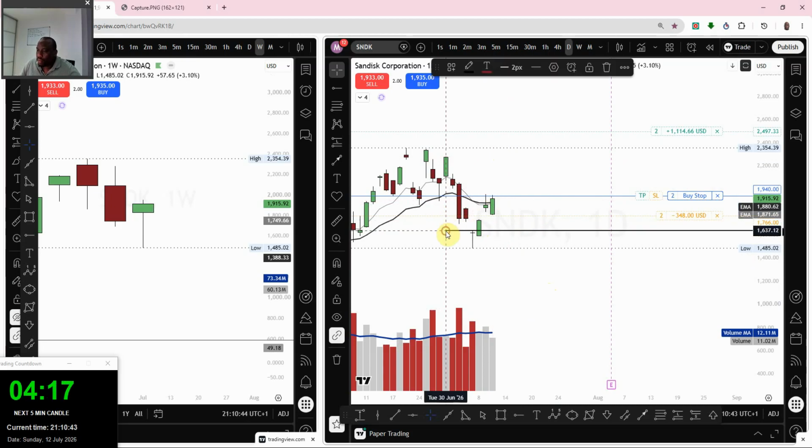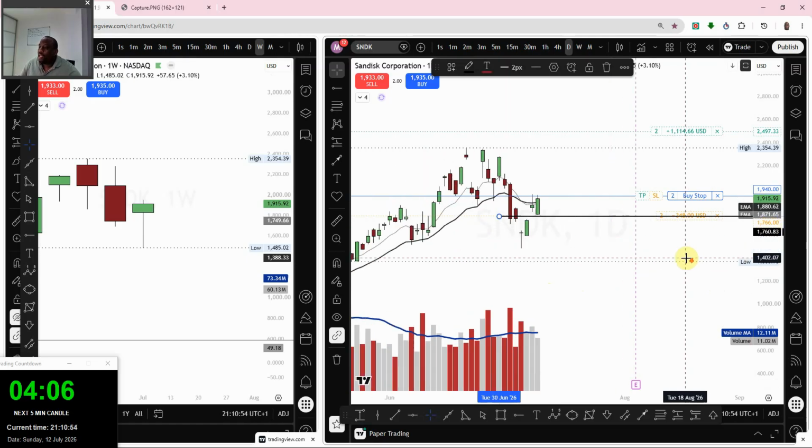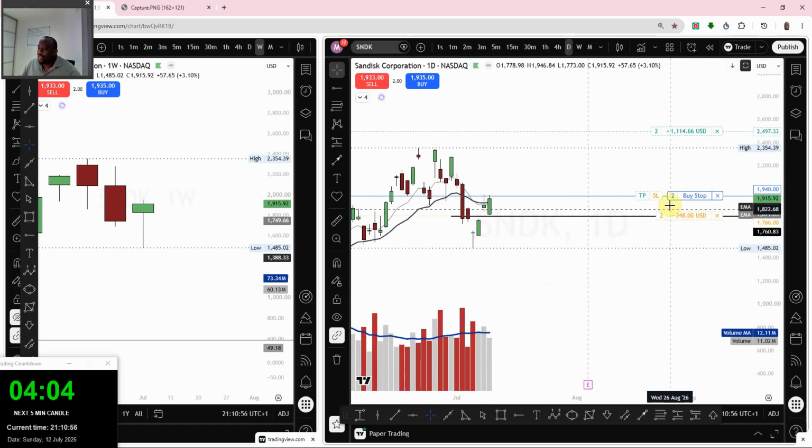If it drops after entry to this point, 1,766, sell it and I'll lose 384 pounds. So I am risking 1% of my account on this trade. Buying 2 stocks is about $3,400.